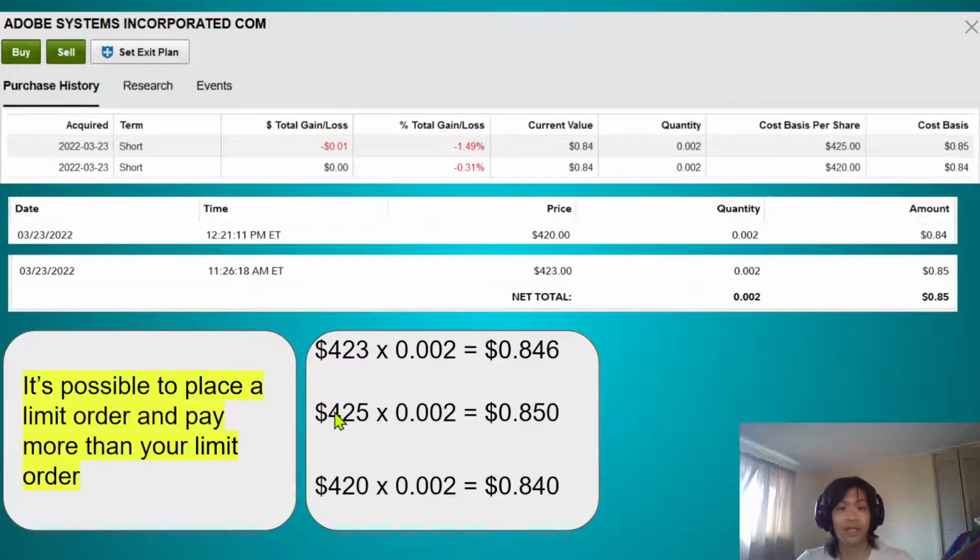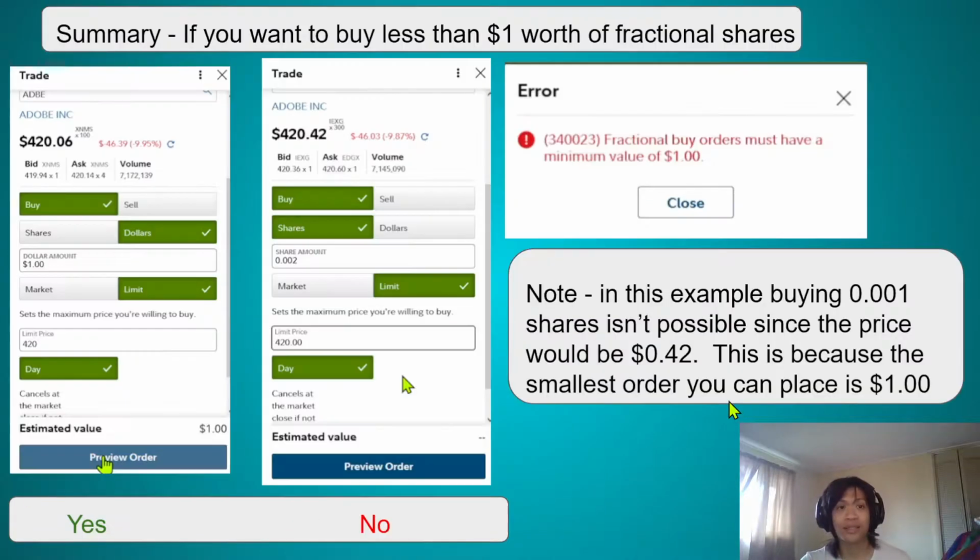A way to avoid that is to make sure that the amount after you multiply it is a whole penny. So you would want to do either a 425 limit order or a 420 limit order, since it would end in a whole penny, like a 0 here at the end and a 0 here at the end. Anyway, just to summarize really quickly, if you want to buy less than $1 worth of a fractional share, you want to do something like this right here on the left, not something like this on the right.